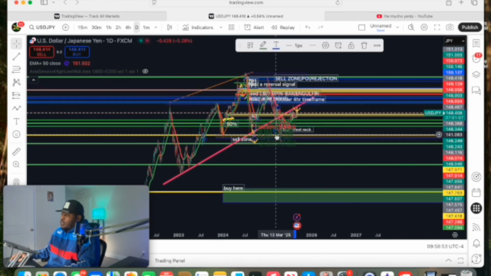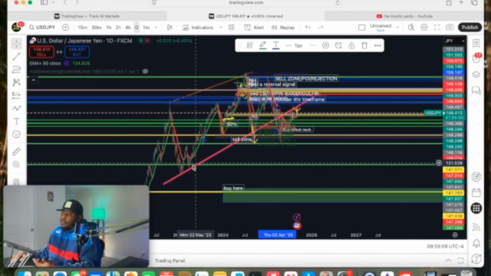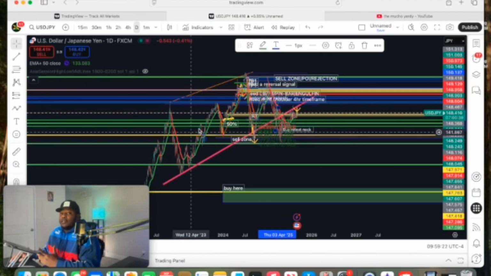It broke under, retested that trend line in order to push down. Now sometimes when it breaks out, it's only a fake out. So it breaks under this trend line to grab liquidity, meaning persons will use this trend line as an area to set buys. So you see it come to the trend line right here, you take a buy, it goes up, you get profit. Back to the trend line again, you take a buy, it goes up, you get profit.